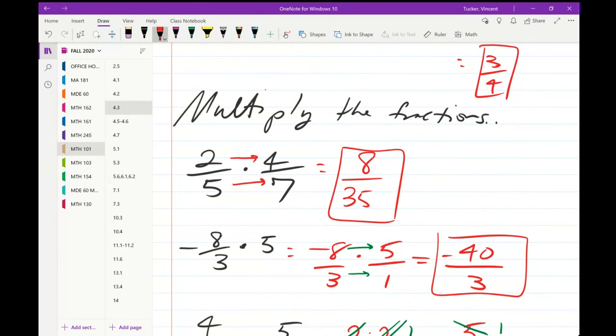Second one, same type of thought process. We have negative 8 over 3 times 5. So that 5 as a fraction is 5 over 1. And then we just multiply across. Negative 8 times 5 is negative 40. 3 times 1 is 3. So it's negative 40 over 3.